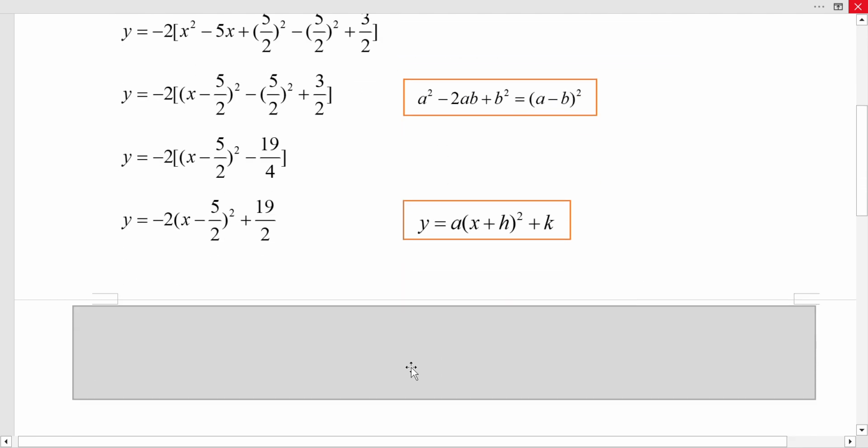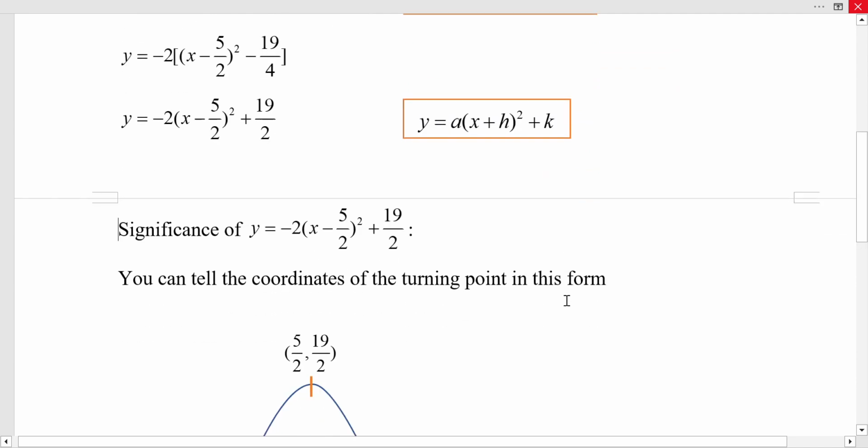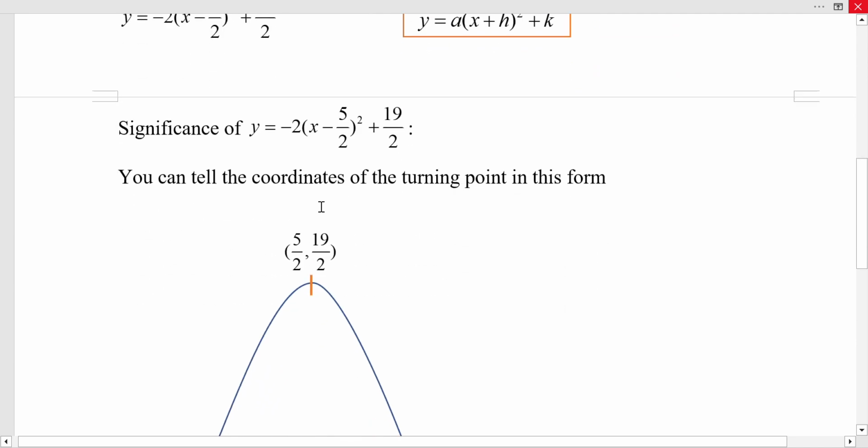So what is the significance of doing this? It's because you can actually get the coordinates of the turning point straight away in this form. Okay, so this quadratic equation, because of the -2 here for the coefficient of x squared, is what we call a frowning quadratic curve. So the turning point here is actually a maximum point, and you can get the maximum point coordinates straight away from here, where the maximum y value is 19 over 2, positive 19 over 2.